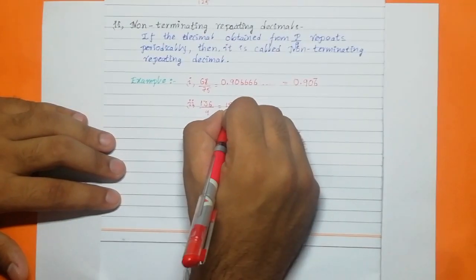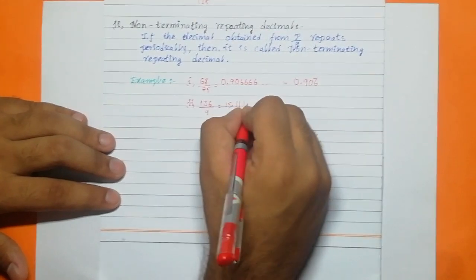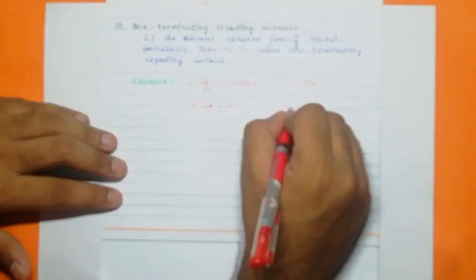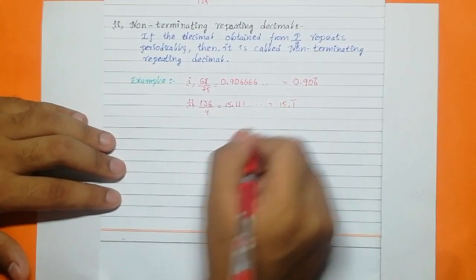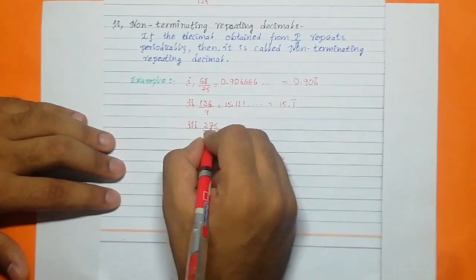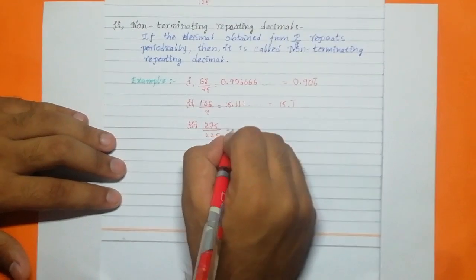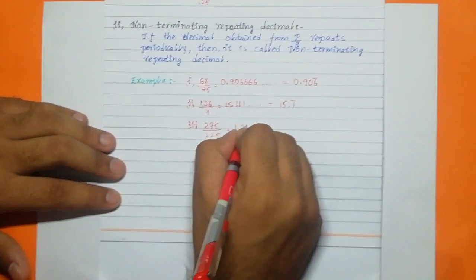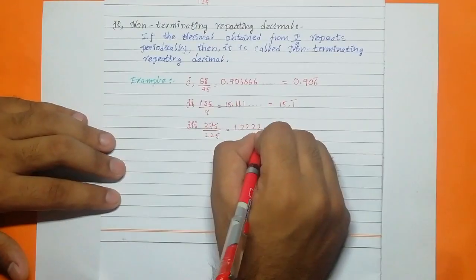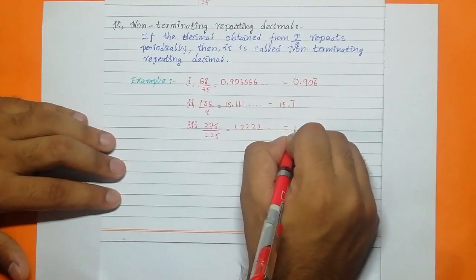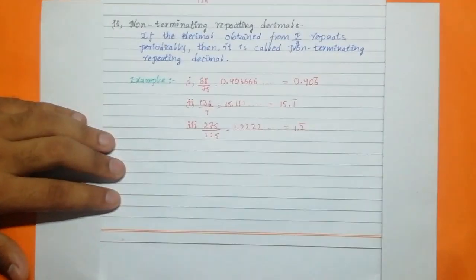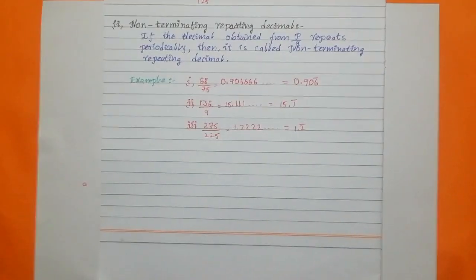Second example, 136 by 9 is equal to 15.111 and so on. That means 15.1, we have to keep a bar on 1. 1 is repeating. And third example, 275 by 225 is equal to 1.2222 and so on. Therefore 1.2, then we have to keep a bar on 2. These are the examples of non-terminating repeating decimal.